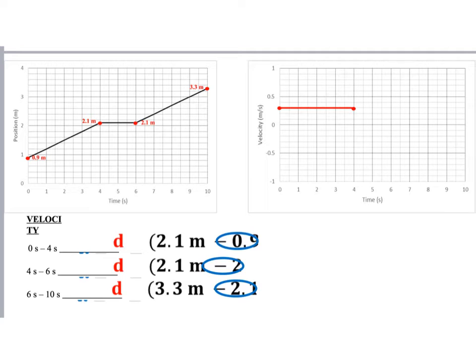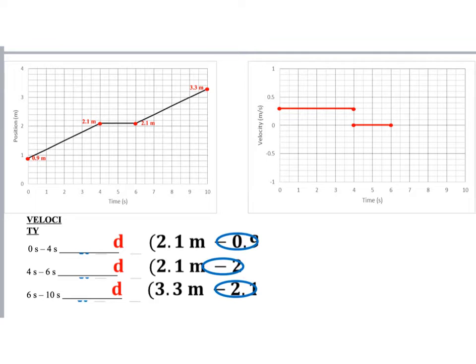Now the next section, we know that we're moving at 0 meters per second between 4 and 6 seconds. So we do the same thing. At 4 seconds, we put a dot at 0. At 6 seconds, put a dot at 0. And then we just draw a line to connect them right here. For the last chunk, 6 to 10 seconds, we do the exact same thing.